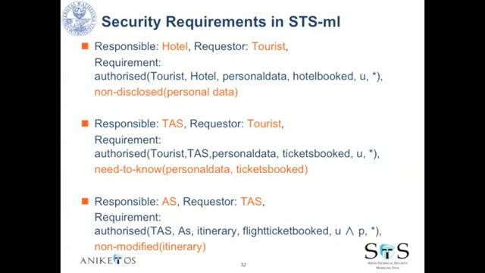On the other hand, the first example that we were taking was that of need to know, when the tourist was requiring TAS need to know when authorizing him to use personal data in the scope of tickets booked. So TAS is responsible to bring about the requirement that he will respect need to know, using this personal data only in the scope of tickets booked. And similarly, AS, the Amadeus service, is responsible for bringing about the requirement that he will not modify the itinerary, given that TAS has authorized him only to use and produce this information, but not to modify it.